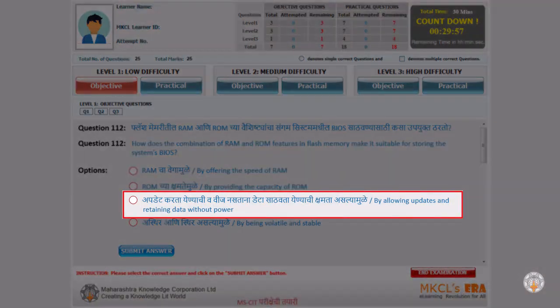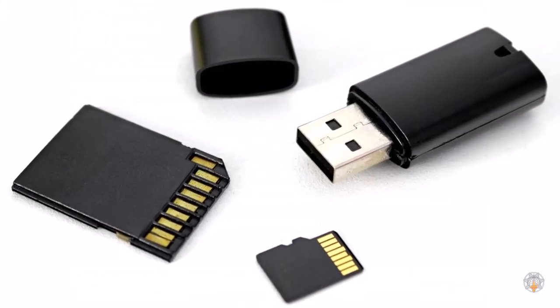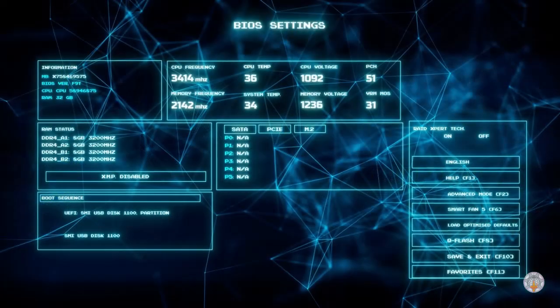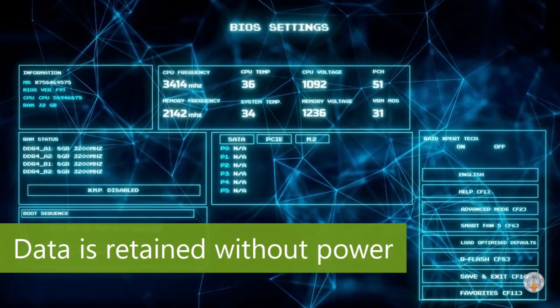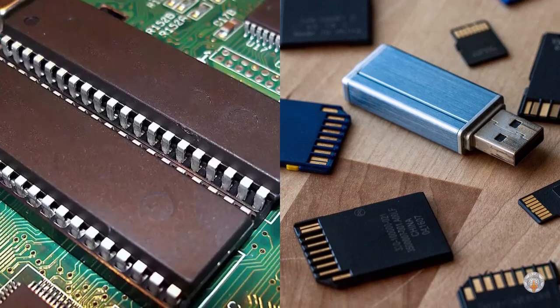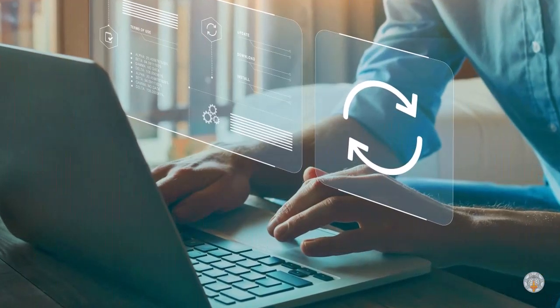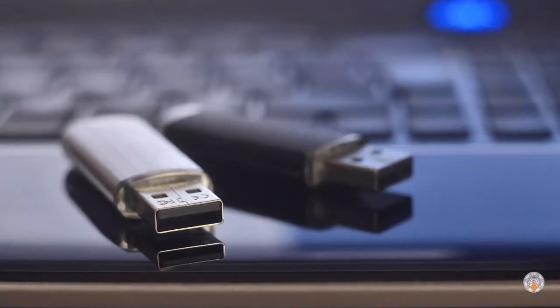By allowing updates and retaining data without power. Flash memory combines the best of both worlds. Like ROM, it is non-volatile, ensuring the BIOS data is retained even when the system is powered off. Unlike traditional ROM, flash memory can be easily updated or rewritten, which is crucial for applying BIOS updates. This makes flash memory the perfect medium for storing BIOS.